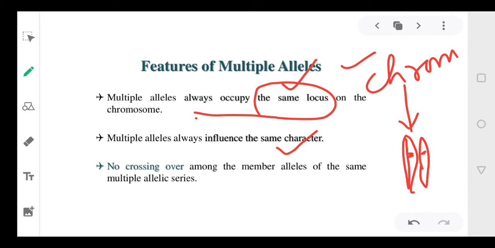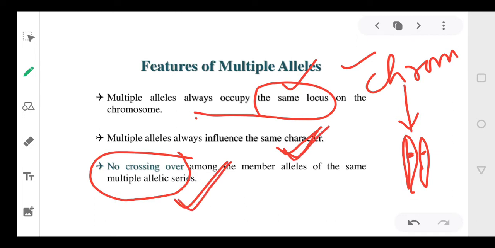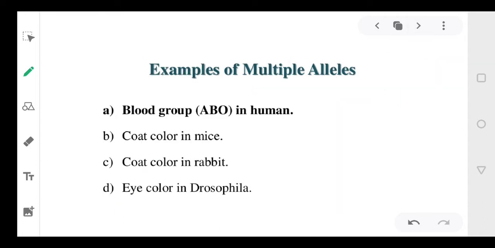Secondly, they control the same character. Suppose height is there, all the three or all the four will control the height. If eye color is there, they will control the eye color. So they control the same character. And the third, very important, there is no crossing over between these alleles. So they occupy the same locus, they influence the same character, and there is no crossing over between the multiple alleles.